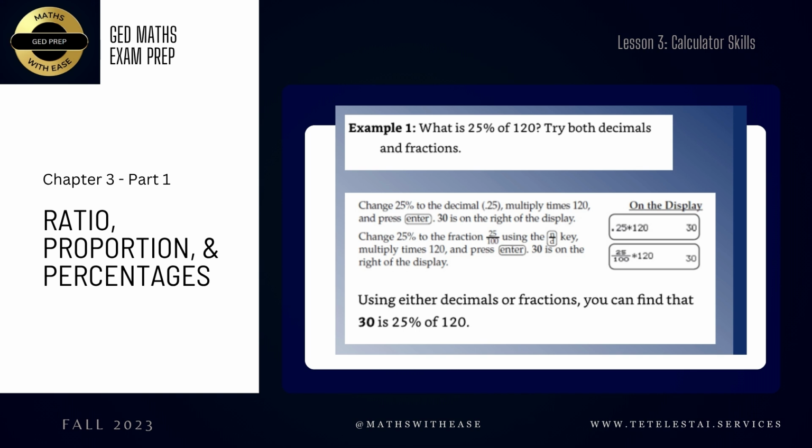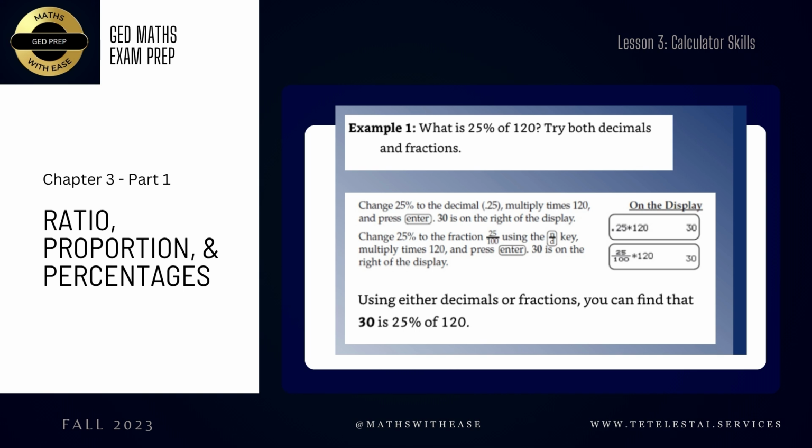You enter 25, and then you would press the down arrow to take you to the denominator, and then you would enter 100, and then you would enter the relevant operation. In this case, it's multiplication. Remember, I mentioned in the last lesson that if you see "of," that's usually an indication of multiplication. So here we're being asked to find 25% of 120. So we know that the operation here is going to be multiplication.